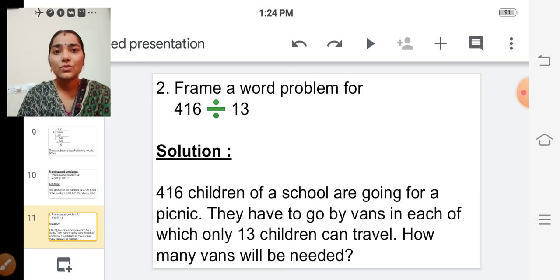Yes. So read all the problems given in your book so that you can frame a word problem for any division. Read all the problems and understand how to frame word problems. And try to find the estimated quotient for all the problems.